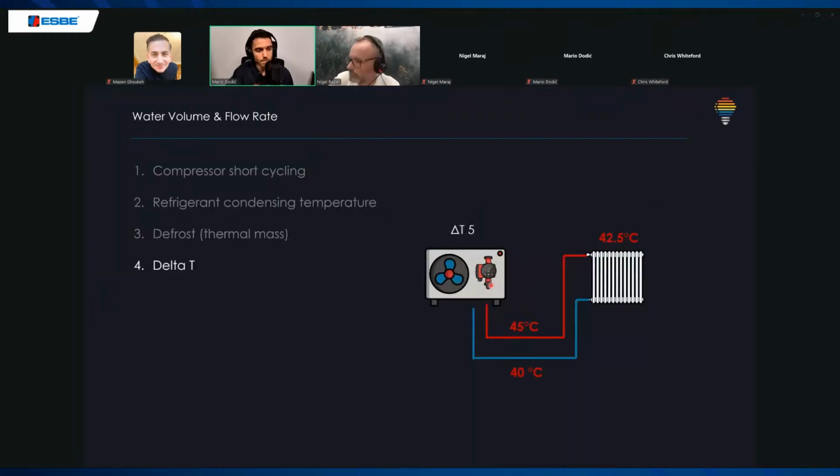And the last part, delta T. So I mentioned we have a theoretical value of delta T 5, but depending on our flow rate and on our volume, we will have a real delta T. It is 1, 2, 3, or 10, or 15, depending on our volume and our flow rate. So 5 is theoretical, ideal, what we want to achieve, but it really depends on water volume and flow rate.